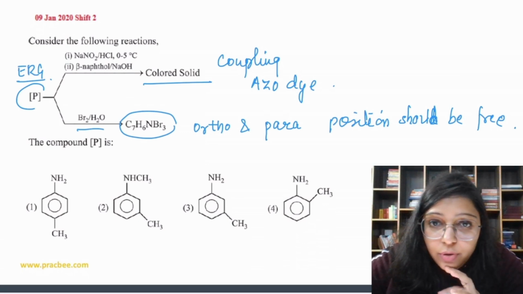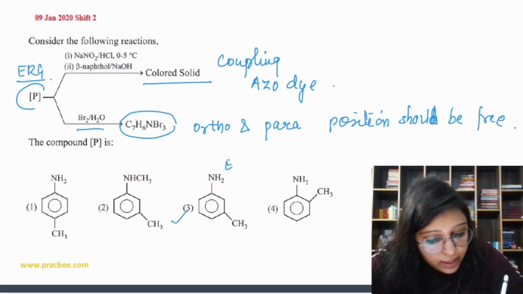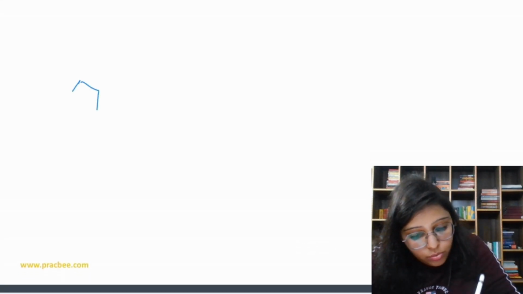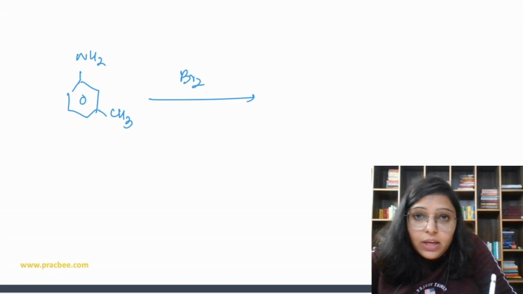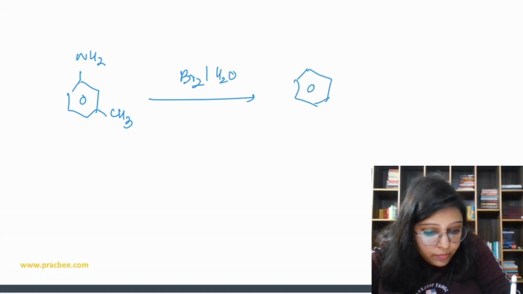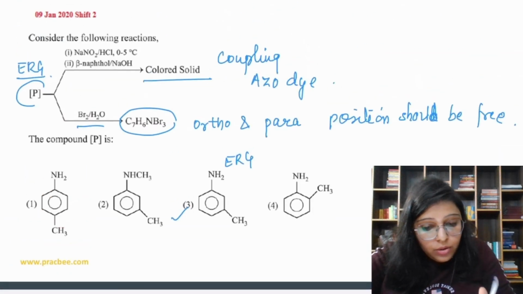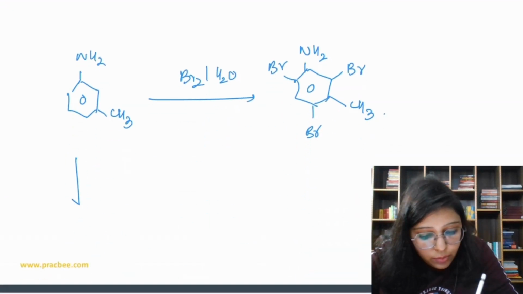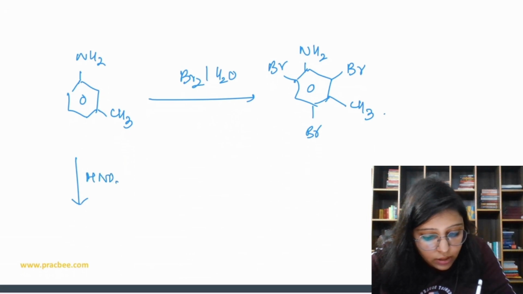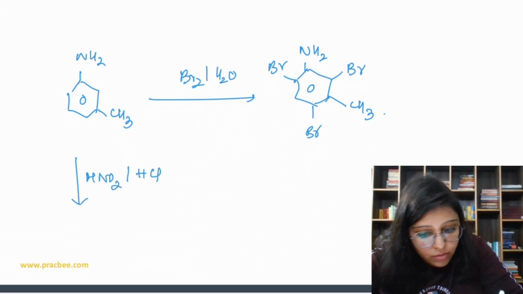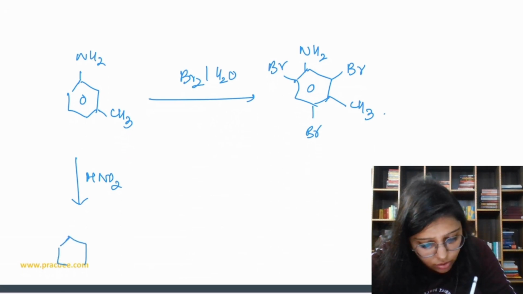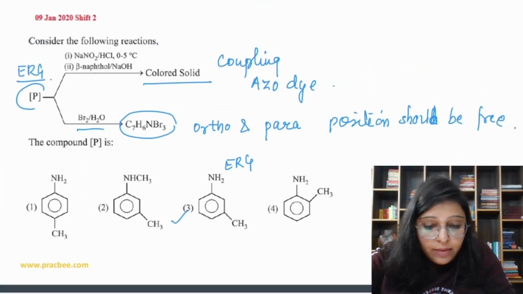If you see option 3, NH2 is an electron releasing group, and we have CH3 over here. In the presence of Br2 water, we get Br on ortho and Br on para. Now we can do the coupling. In the coupling, what happens? Reaction with HNO2 gives N2+, and here we have CH3, and then we have beta naphthol.